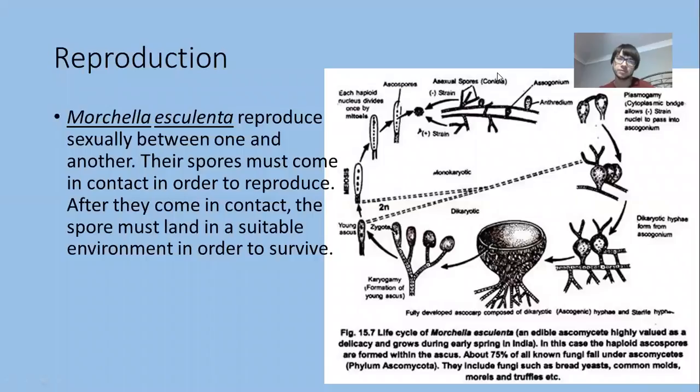Okay, so the reproduction. Morchella esculenta reproduce sexually between one another. Their spores must come in contact with each other in order for them to reproduce. After they come in contact, the spore must land in a suitable environment in order to survive, because if it falls in like mud or whatever, then it won't survive. So it has to fall in the right spot. So this is a life cycle, pretty much of how the whole process happens.